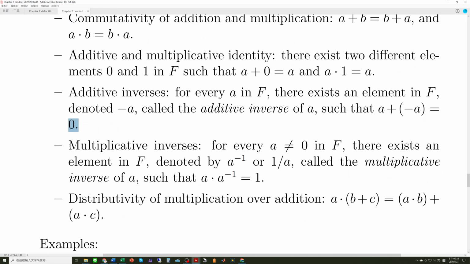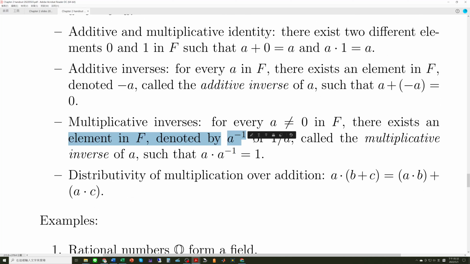Okay, the fifth field axiom is multiplicative inverses. Okay, it says that for every a is not equal to 0 in F, there exists an element in F denoted by a to the power of -1 or 1 over a, called the multiplicative inverse of a, such that a dot a to the power of -1 is equal to 1.